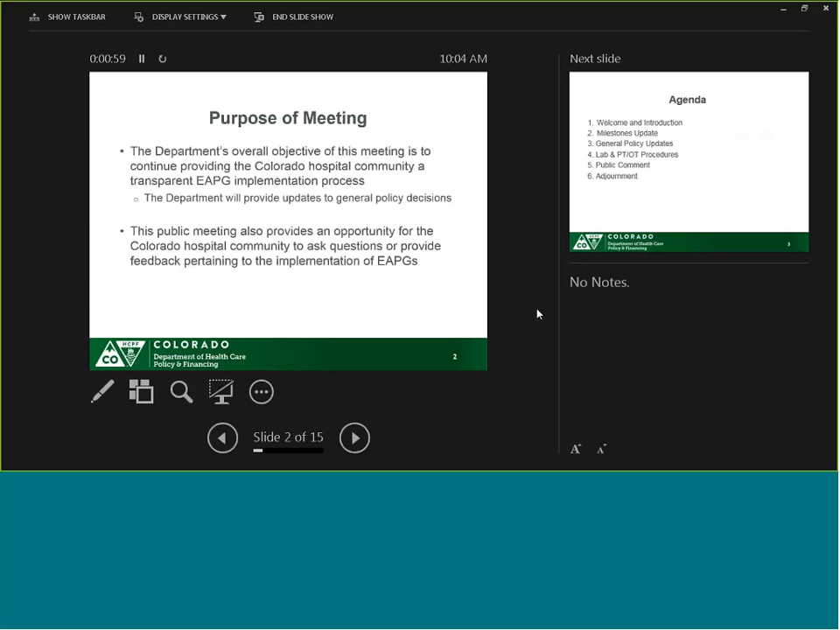The objective of today's meeting is to continue providing the stakeholder community insight into the EAPG implementation process, and in particular, we'll be providing updates to our policy decisions, as well as detailing some updates to our weight-setting process for certain EAPGs. We'd also like to use this meeting as an opportunity to obtain feedback from the Colorado hospital community and address any concerns or questions that they may have regarding the implementation.